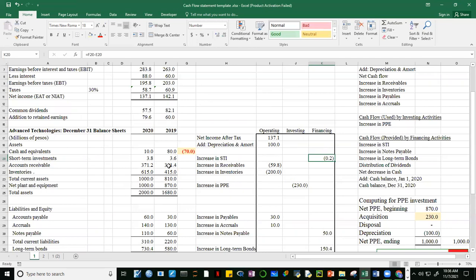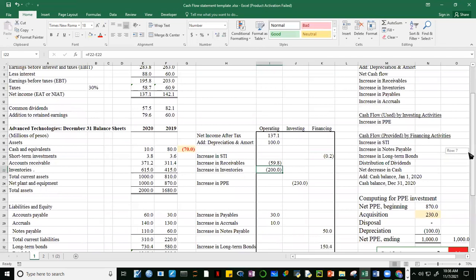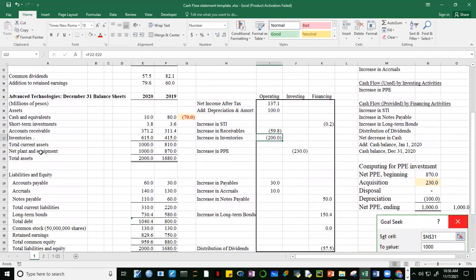So since it decreased, it increased, then it should be a source of cash. Same thing for your inventories from 415 to 615. That should be an increase in cash, a source of cash. I'm sorry, that should be a use of cash. Apologies, guys. And then net plant and equipment.